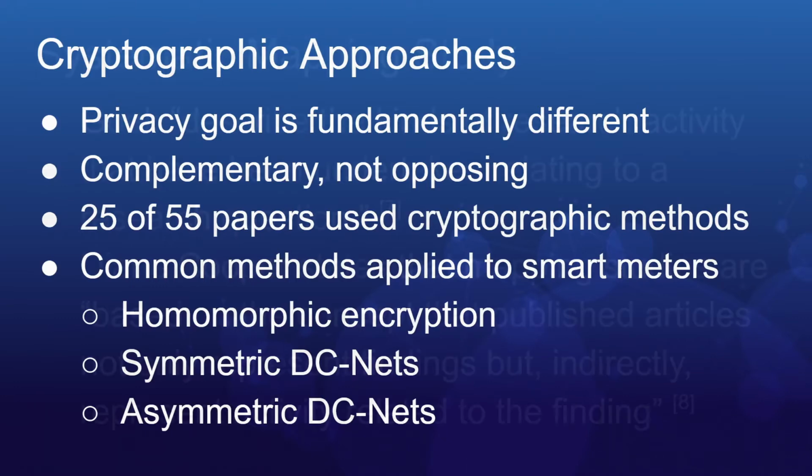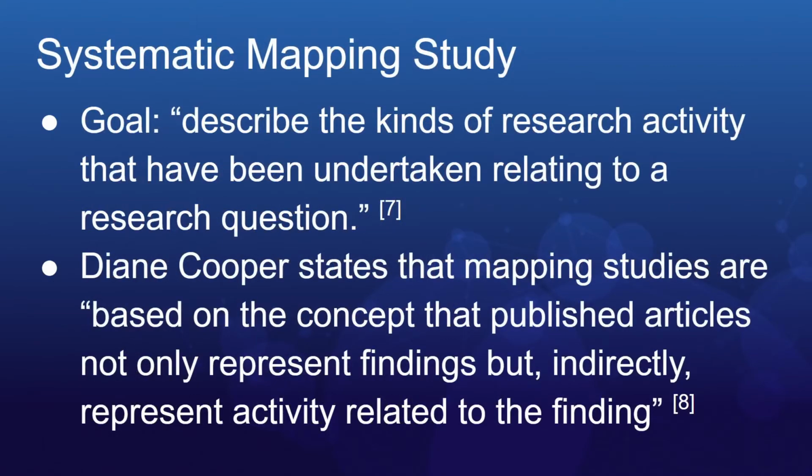So that's our background. But our goal for this paper was to better understand the current research applying differential privacy to the smart grid, and to better understand what topics researchers are most interested in exploring in the future. A systematic mapping study seemed like a good way to accomplish this. The goal of a mapping study is to describe the kinds of research activity that have been undertaken relating to a specific research question, according to Brereton et al. Diane Cooper states that mapping studies are based on the concept that published articles not only represent findings, but indirectly represent activity related to the finding.